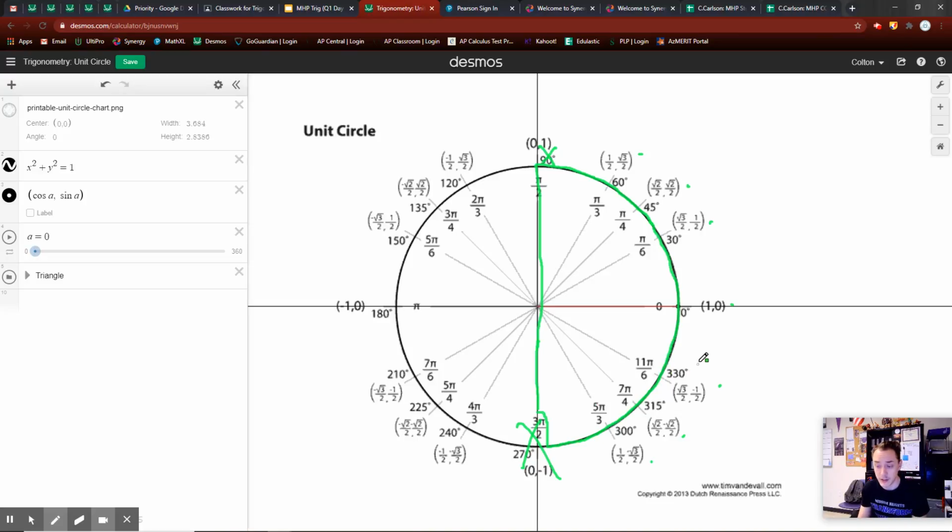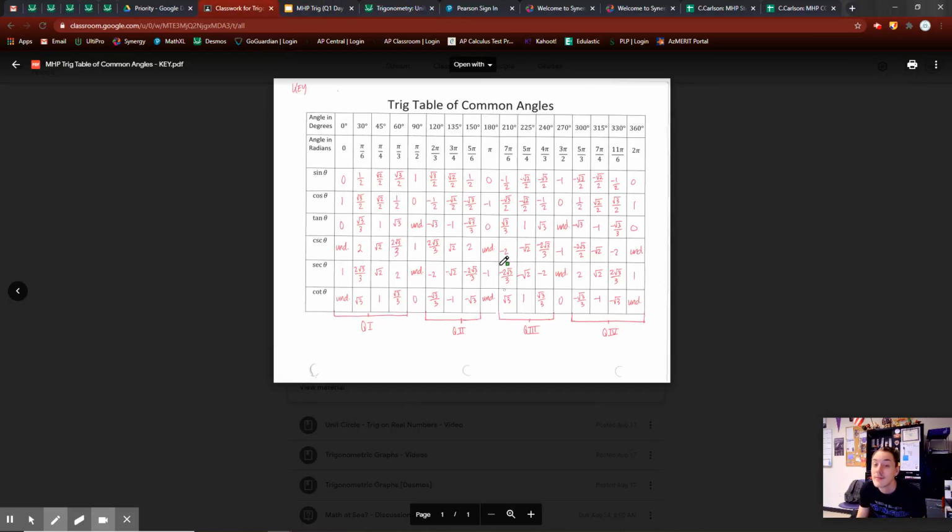This is where the unit circle frustrates a lot of students, because tangent's not on here. But you know where tangent is found? The trig table of common angles. So tangent right here, what we're really using is this. We're really using all of this function, but I'm not going to use that. And then I'm also using this right here.